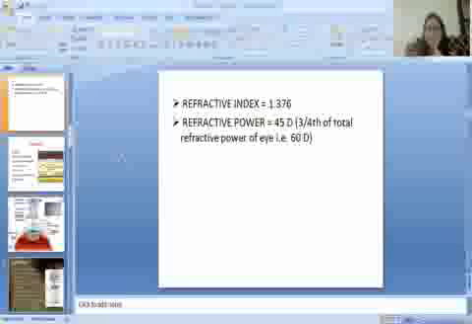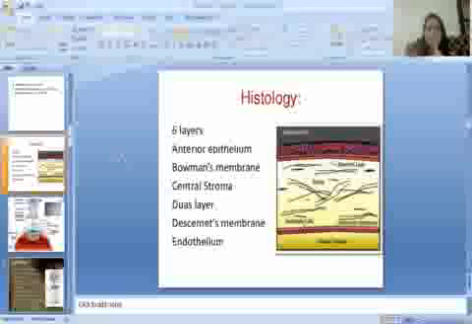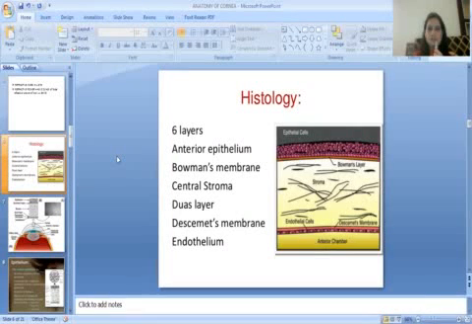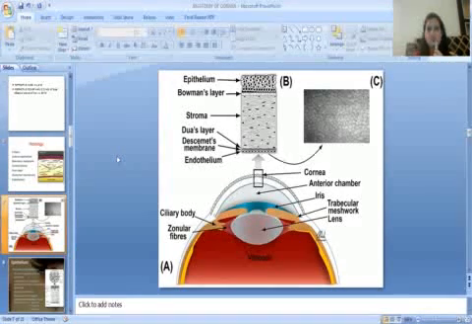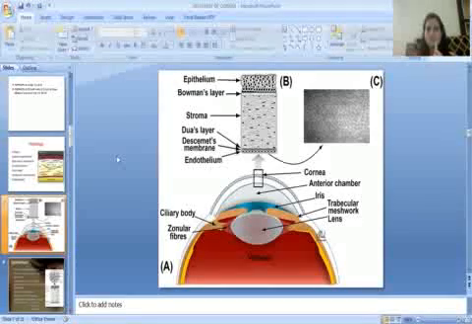Then the histology: there are six layers: anterior epithelium, Bowman's membrane, central stroma, Dua's layer, Descemet's membrane, and endothelium. You can see in this image the epithelium, Bowman's layer, stroma, Dua's layer, Descemet's layer, and endothelium.